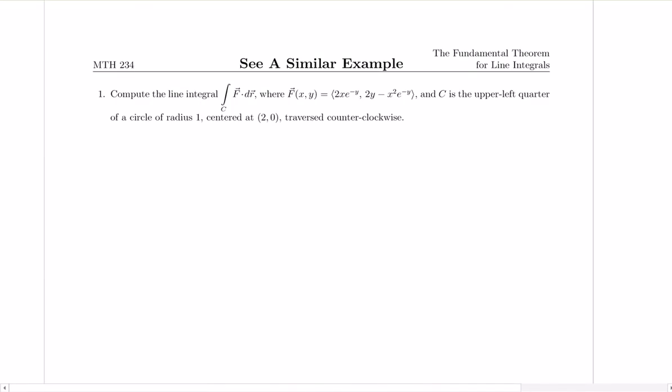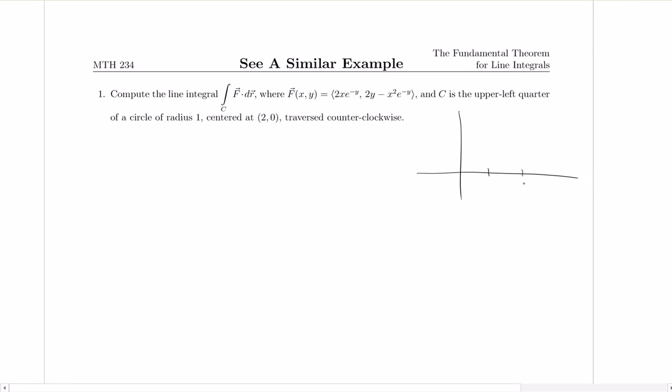In this video, we will evaluate a line integral using the fundamental theorem. So first let's look at what this path is. The curve C says is the upper left quarter of a circle of radius 1 centered at 2, 0.